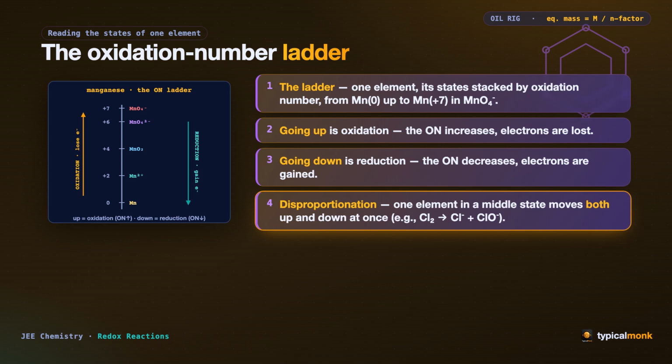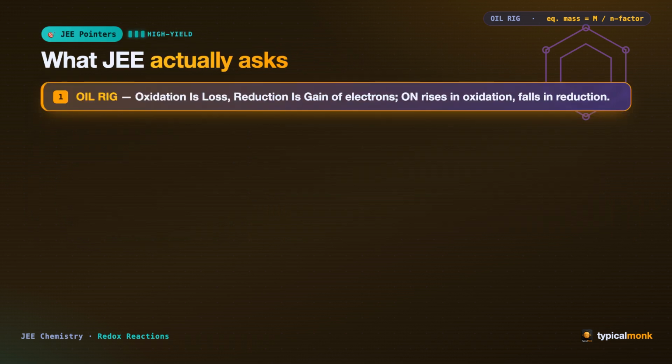Chlorine gas, at 0, splits into the chloride ion and the hypochlorite ion, reduced and oxidized in the very same reaction. Now what JEE actually asks. 5 pointers. 1. Oil rig. Oxidation is loss. Reduction is gain of electrons. The oxidation number rises in oxidation and falls in reduction.